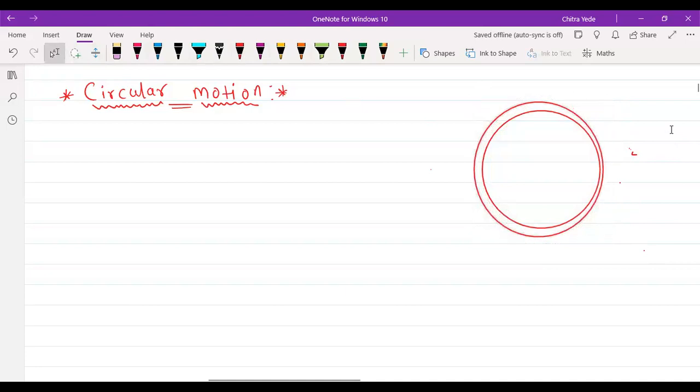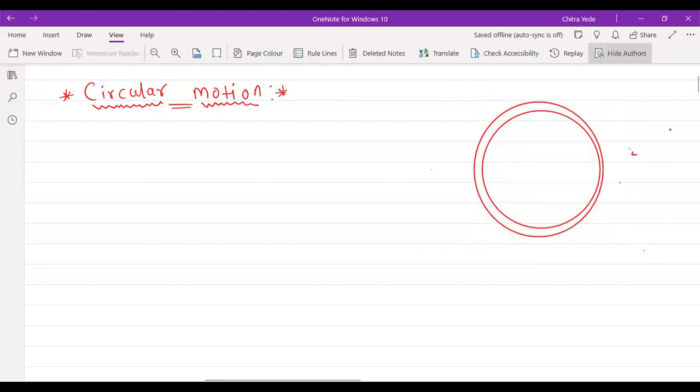Suppose this is the circular path, beta. Here we have the center of the circular path. This is the center, right? Yes, sir. And this is a circular path. If an object is moving along the circle, then it is called circular motion.